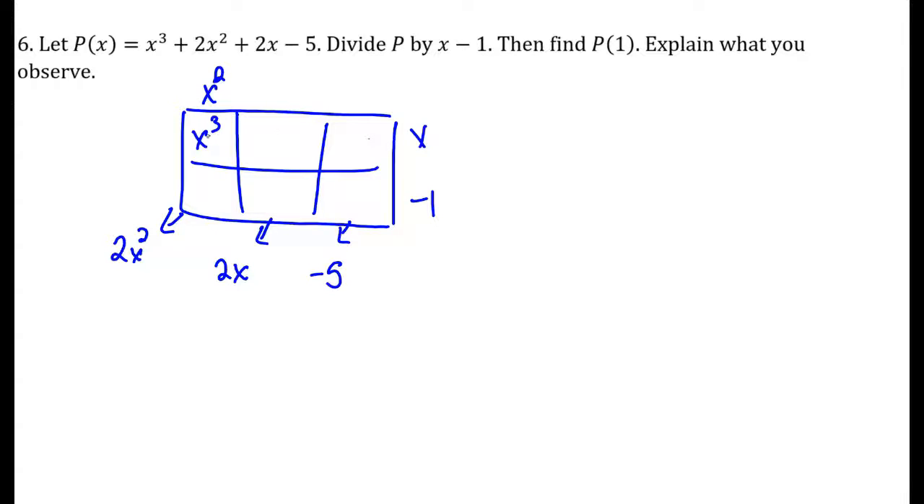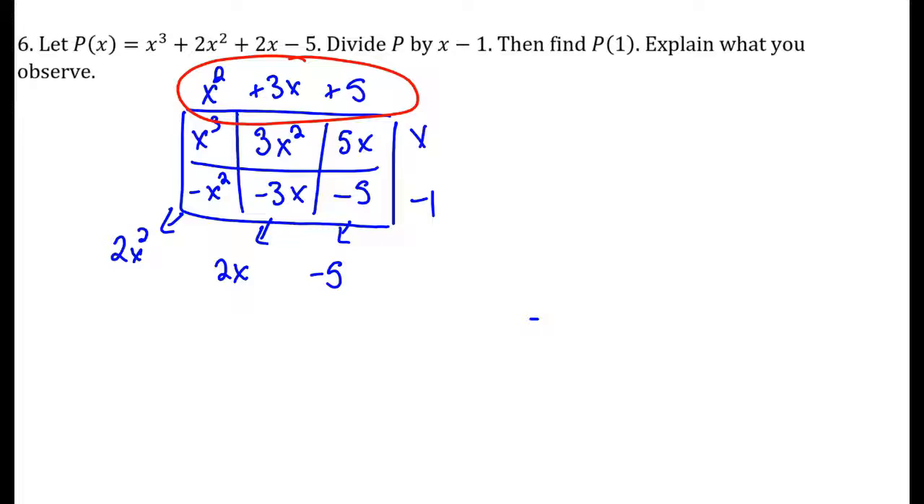So x squared times x gives me x cubed. That gives me a negative x squared there. I want 2x squareds. I currently have minus 1 of them, so I need 3x squareds there. Well, plus 3x. 3x times negative 1 is negative 3x. But I want 2 of them. I have negative 3. So that gives me 5x plus 5. 5 times negative 1 is negative 5. So, do I have a remainder? No, my remainder is 0, which is good because that means my quotient is x squared plus 3x plus 5.